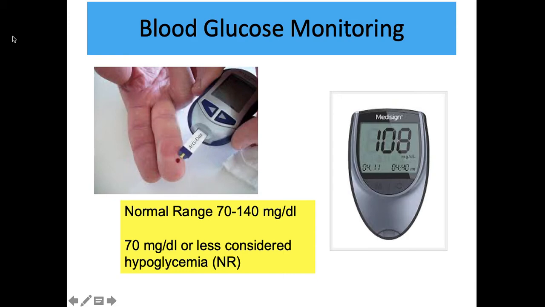Per National Registry, the normal range of blood sugar in the average person is from 70 to 140 milligrams per deciliter. Depending on where you work, the definition of hypoglycemia can change. So for the county of San Diego, the definition of hypoglycemia is any blood sugar less than 60 milligrams per deciliter. Again, this is a person who's going to have some type of symptoms. That's why they called you.